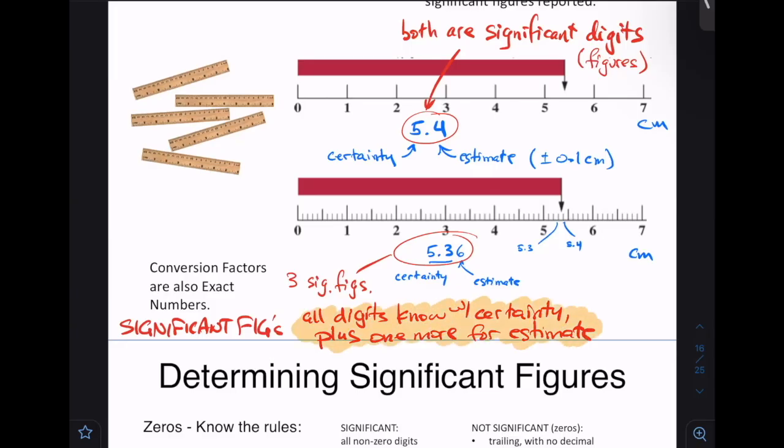Because when we start caring about how many significant figures you're reporting an answer to, that reflects the sensitivity of the measurement that you're making and the uncertainty. We now know that this 5.4 on top, that one was measured, and the uncertainty here is plus or minus 0.1 centimeters. The uncertainty for the more sensitive measurement is plus or minus 0.01 centimeters. Okay.